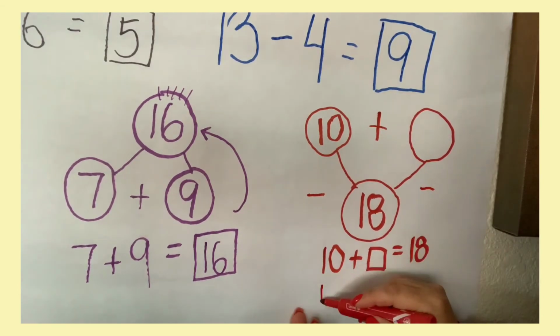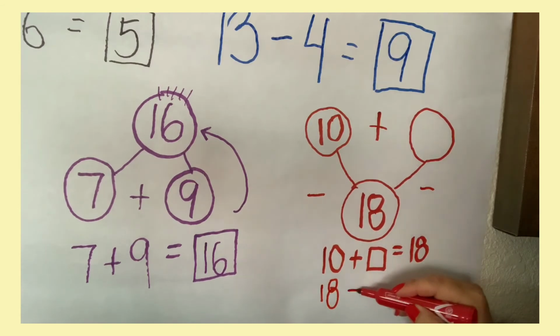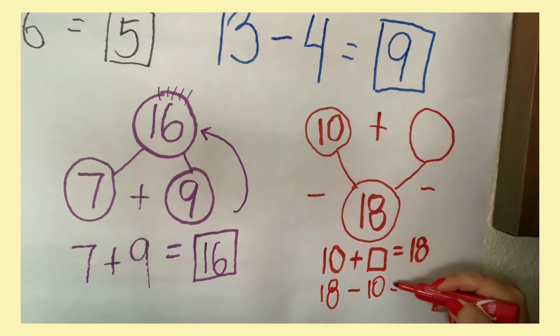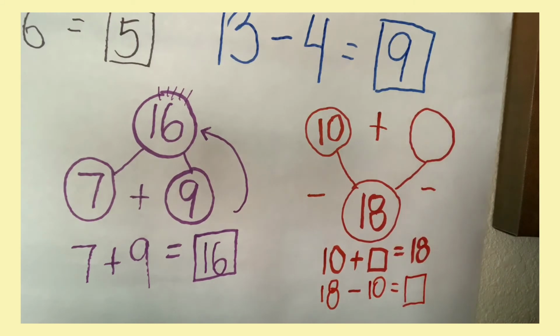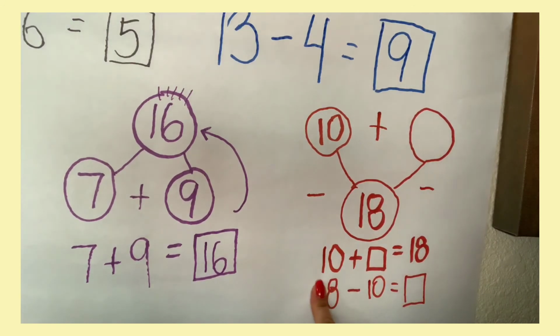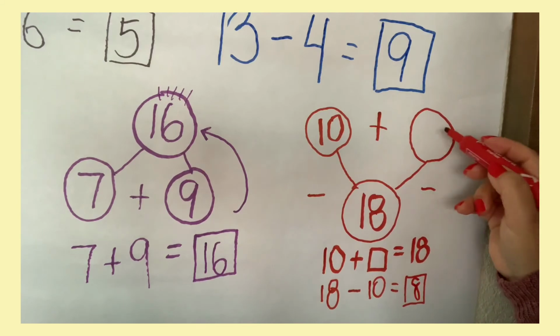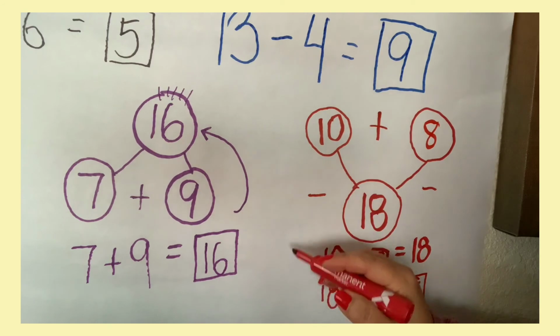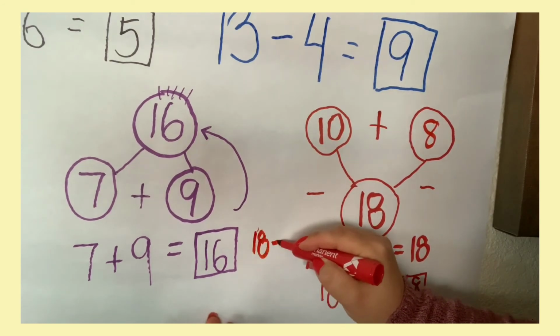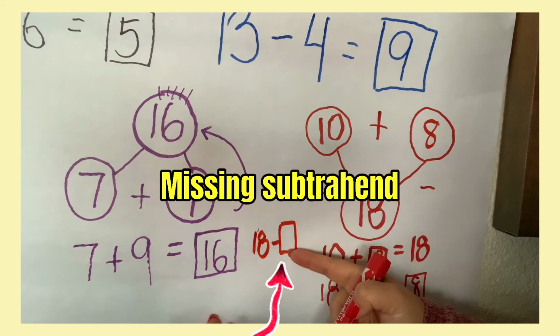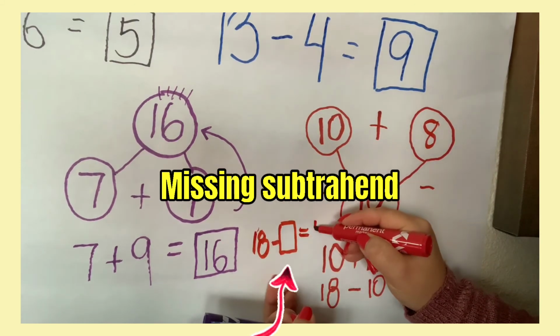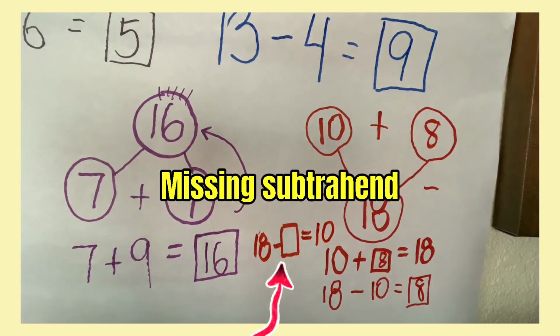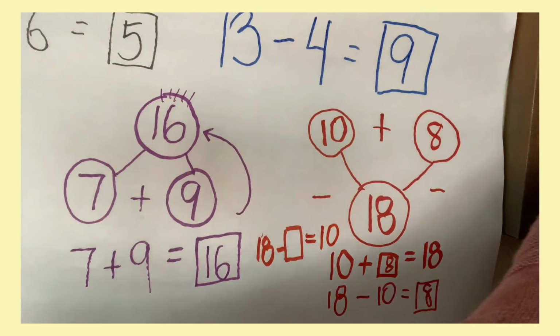So we could go 18 take away 10 is, what is it? 18 take away 10. Here's 18, take away 10, it will be 8. So the missing number is 8. Or you could do it this way. You could write 18 take away something, that's the missing subtrahend, is equal to 10, right? It's a fact family of numbers, Rocketeers.